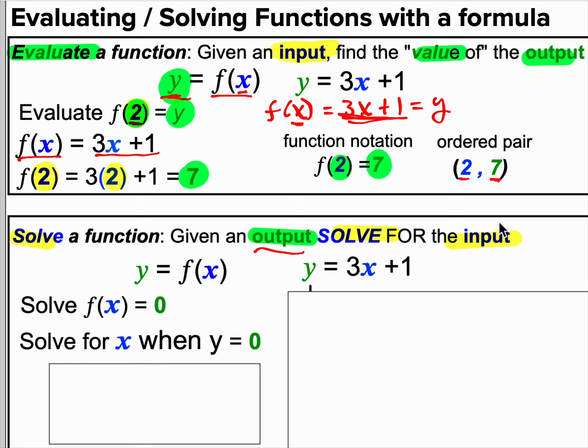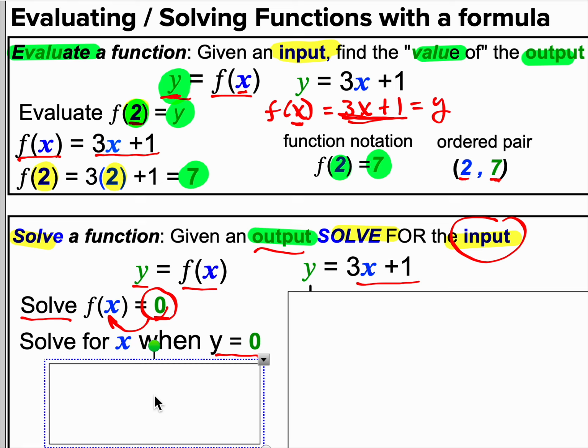So now if I look at solving a function, again, I'm given an output. I want to solve for the input. And we have our function notation, y equals f of x. We'll take our same function here, y equals 3x plus 1. So I'm going to solve this, okay? I say I have f of x equals 0. So I'm given the output. My y value is 0. I want to solve for x when y equals 0. So how do I do that?